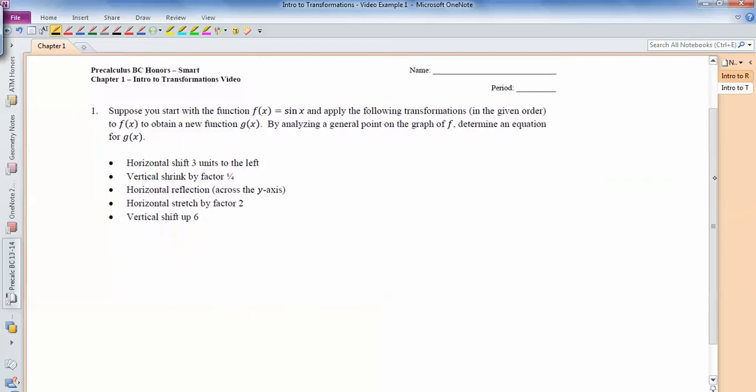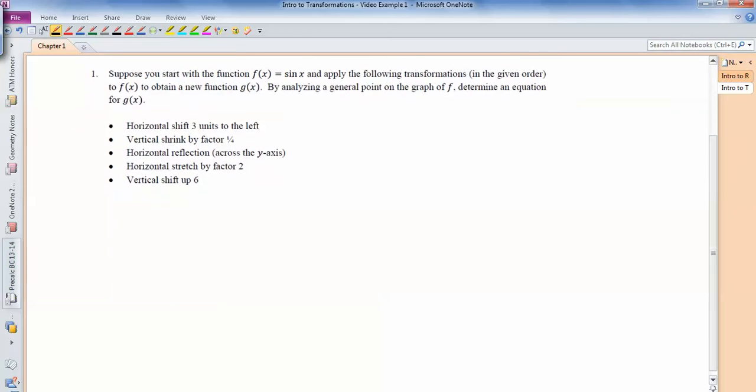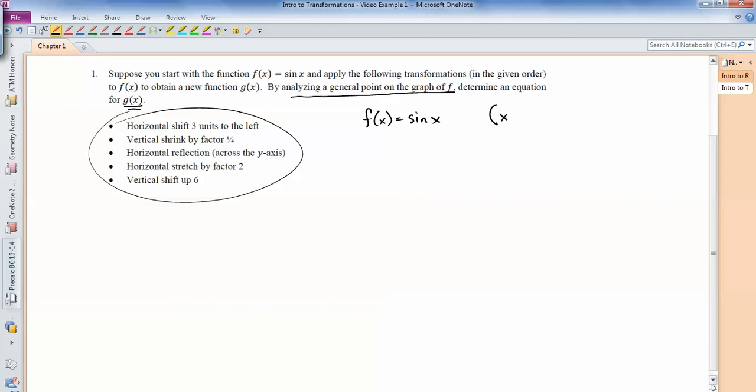So in this problem, we've got f of x equals sine x. You apply all of these transformations to it, and you're supposed to end up with some new g of x. And in this problem, the way that I want you to think about it is by taking a general point on f, and then applying these transformations and seeing what the new general point looks like in g. So the general point in f of x is sine x, which means if I plug in any x that I want, or actually, let's make it a. So if I plug in any a that I want, I'm going to get sine of a, right?